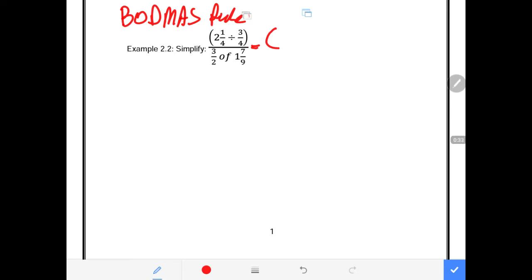So let's start with the mixed fraction. 2 times 4 is 8 plus 1 is 9. So this will give us 9 over 4.